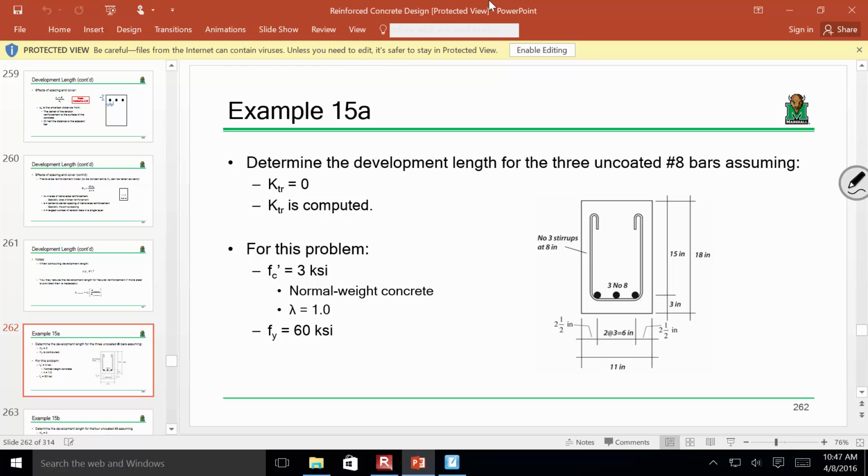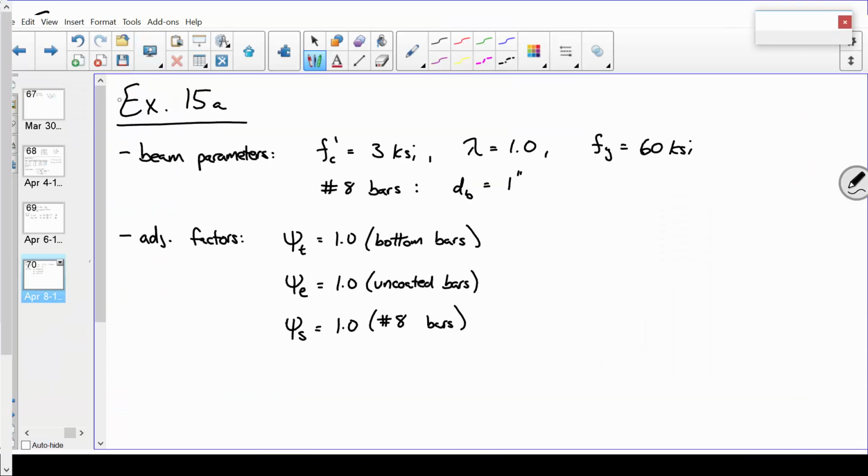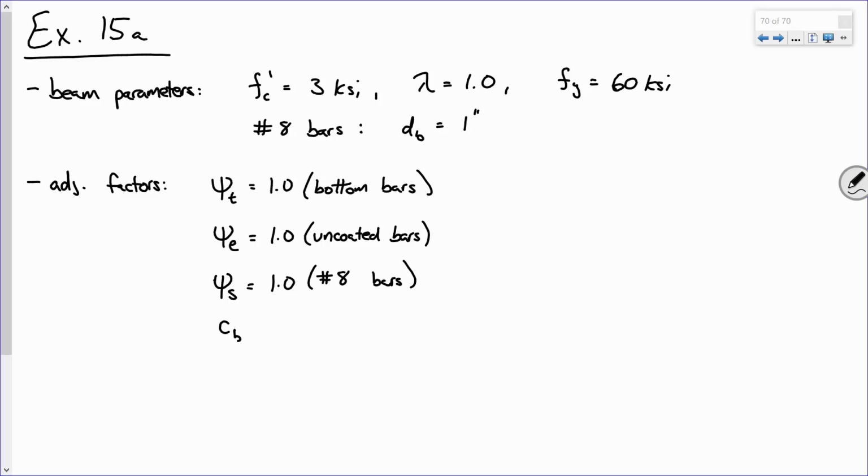Let's see. Okay. All right. So C sub B is 1.5. Okay. Excuse me. All right. So a couple things I'm going to do before we get into this. For what we're doing right now, we're going to say KTR is 0. Later on, we're going to compute it. Okay. So a couple notes.